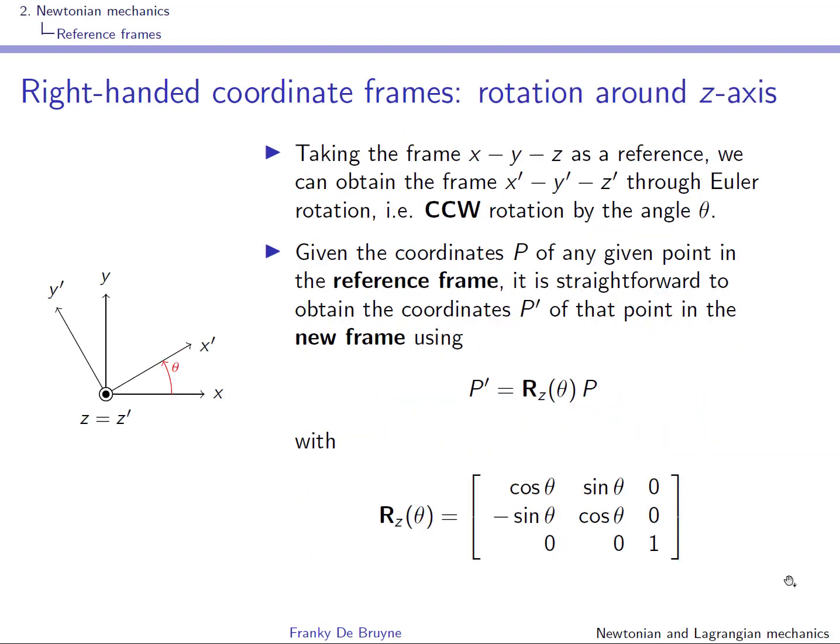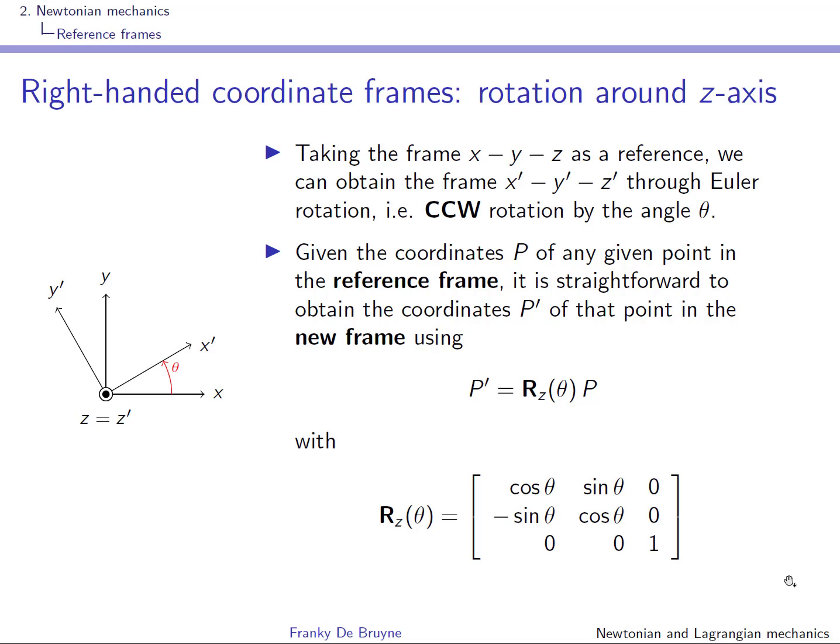In this slide we do a rotation around the z-axis, so we go from a frame x, y, z to a frame x prime, y prime, z prime through what is called an Euler rotation. As you can see, the z-axis is sticking out of the screen. Okay, so if you take the right hand and you point it in the direction of z, you will see that going from x, y to x prime, y prime is defined as positive and counterclockwise.